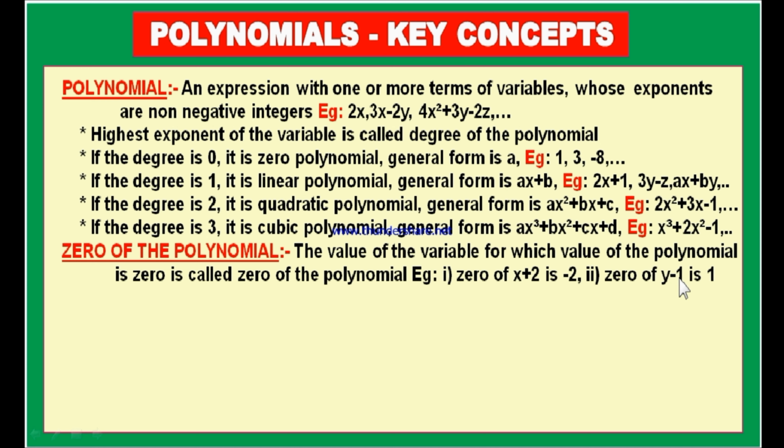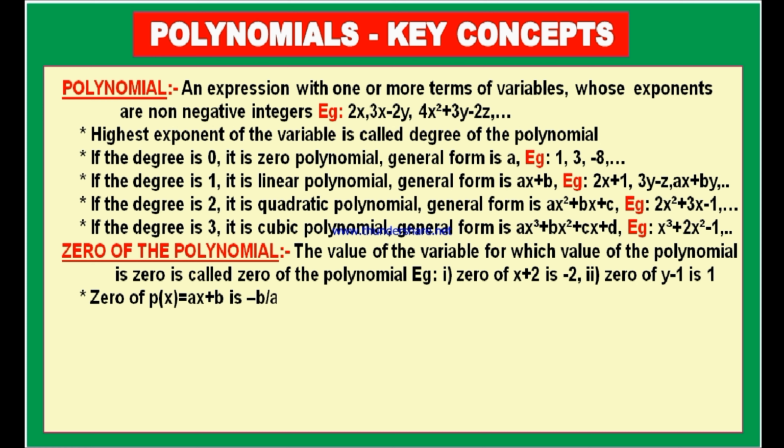The zero of the polynomial means the value of the variable for which the total polynomial becomes 0. y minus 1 is a polynomial in which the variable is y. If we substitute y is equal to 1, if we write 1 in the place of the variable, then 1 minus 1 is 0. Therefore, the value of the polynomial becomes 0 when the variable is 1. Therefore, this 1 is called the zero of the polynomial y minus 1.